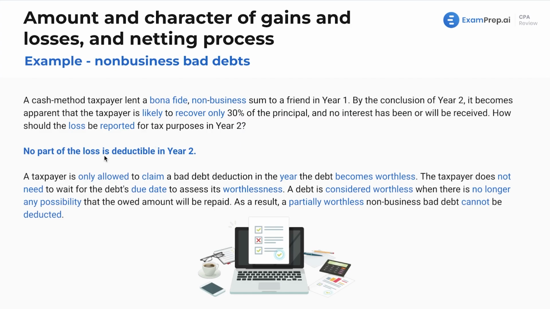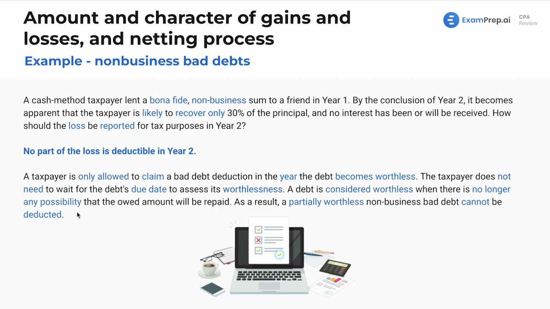Well, no part of the loss is deductible in year 2. A taxpayer is only allowed to claim a bad debt deduction in the year that the debt becomes actually worthless. The taxpayer does not need to wait for the debt's due date to assess its worthlessness. A debt is considered worthless when there is no longer any possibility that the owed amount will be repaid. As a result, a partially worthless non-business bad debt cannot be deducted.